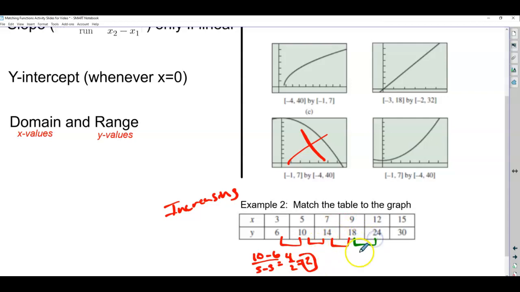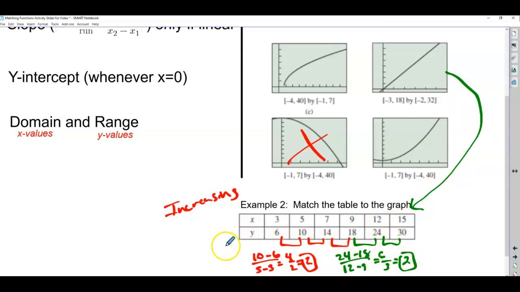Now all of a sudden, 24 minus 18 over 12 minus 9 doesn't give me 4 over 2. It gives me 6 over 3, but reduced. There's my slope of 2. And if you check here, we've got a difference of 6 over 3, which is 2. So that proves this is linear. The only possible answer for linear is right here.